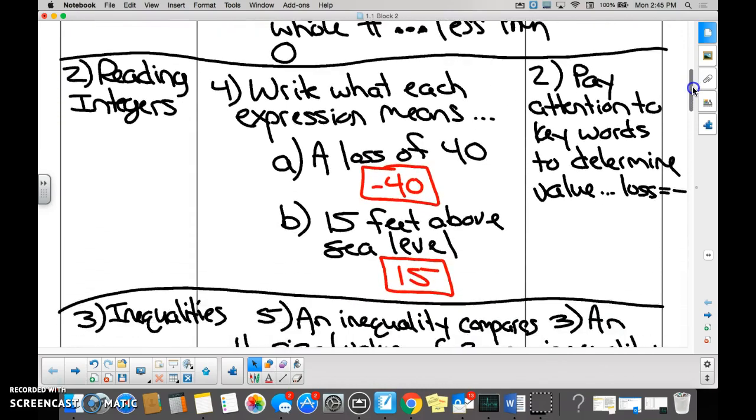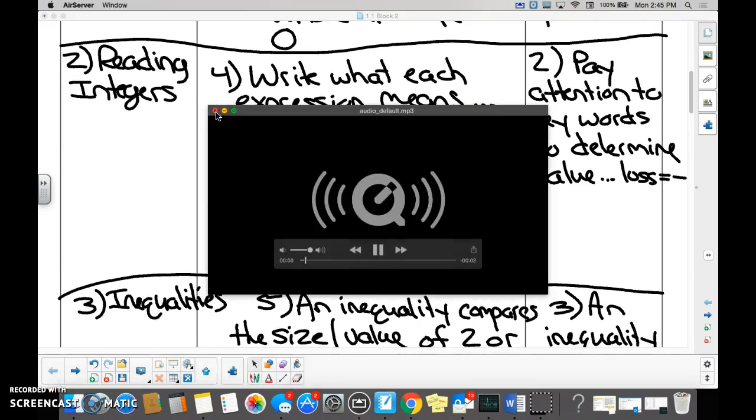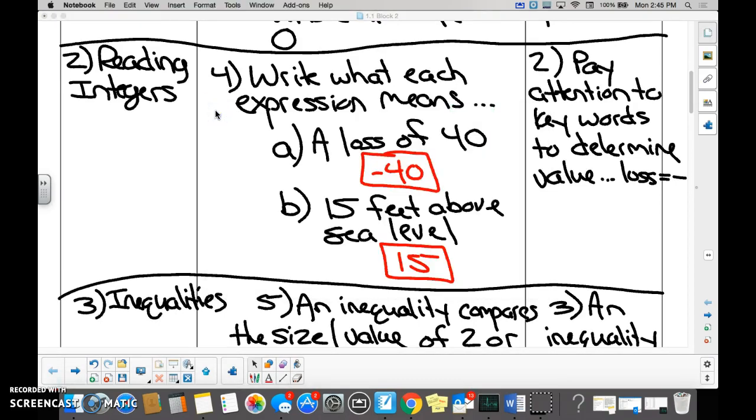Give me an example of a word that means a negative. Choose the best answer. A loss of 40. Okay, a loss of 40. So loss means negative, right? Give me a word that means a positive.